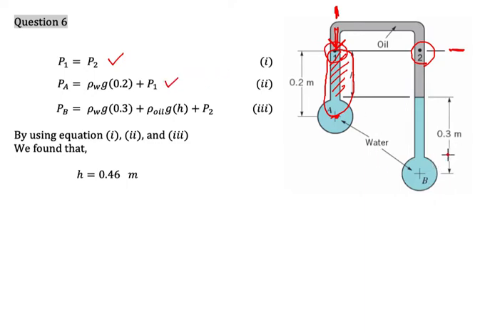And then the lowest point at the right is B. So we could write the pressure for point B is equal to rho g h of this 0.3 meter, plus the pressure that acts on this surface, on this level. So it is equal to rho g h of this one, which is the unknown H, plus the pressure that acts at point number 2. So we could write the equation like this.